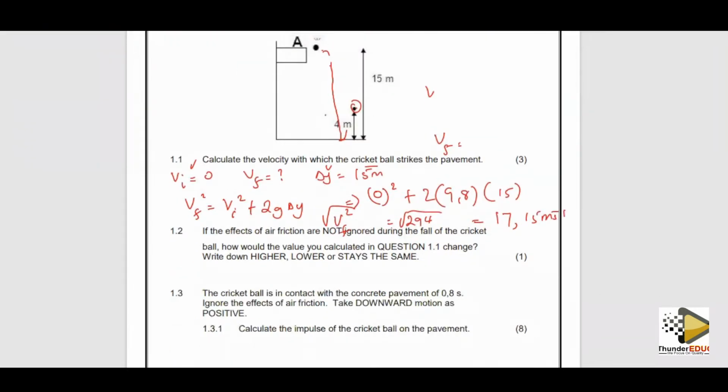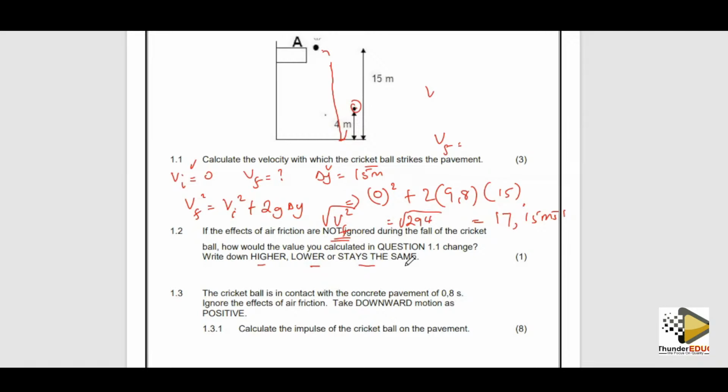Then question number 2, 1.2. If the effects of air friction are not ignored, in other words, if they are put into consideration during the fall of the cricket ball, how would the value that you calculated here change?